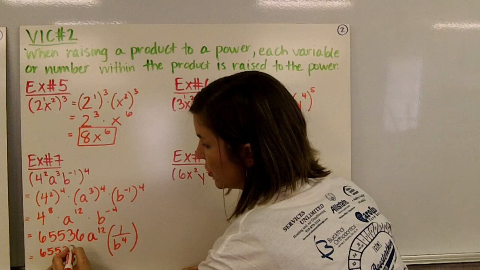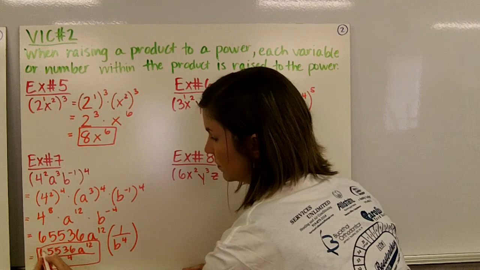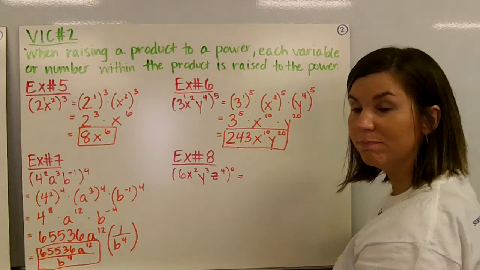65,536 a to the 12th all over b to the 4th power. This would be my final answer. I just multiply this times 1 and then put it all over the denominator.